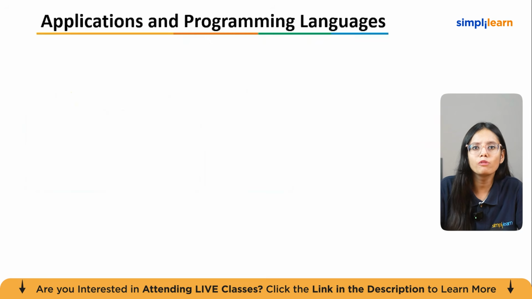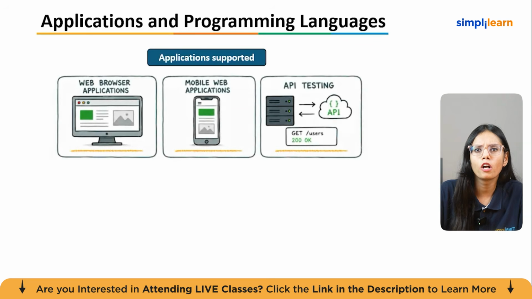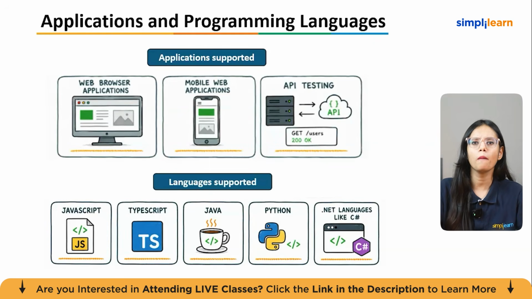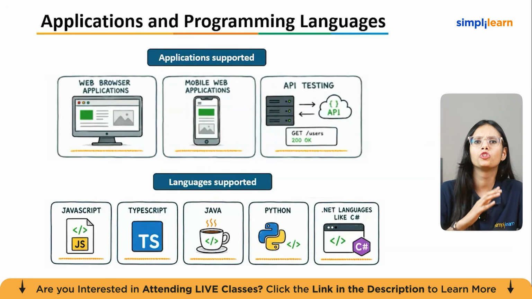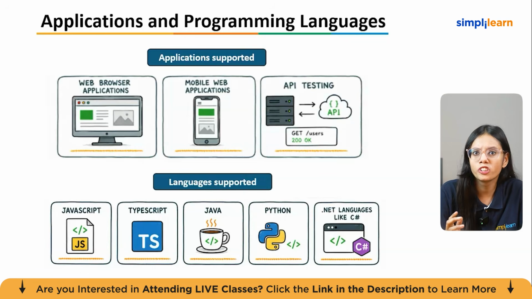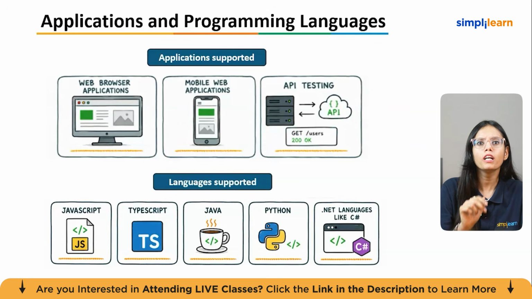Now let us look at types of applications and programming languages supported by Playwright. So Playwright supports web browser applications, mobile applications, and API testing. This means you can use Playwright not only to test websites on desktop browsers, but also to test mobile web pages and backend APIs. Playwright supports multiple programming languages as well. So you can use JavaScript or TypeScript with Node.js. You can also use Java, Python, and .NET languages like C#. So depending upon your background or project requirement, you can choose any of the languages that suits best for you.